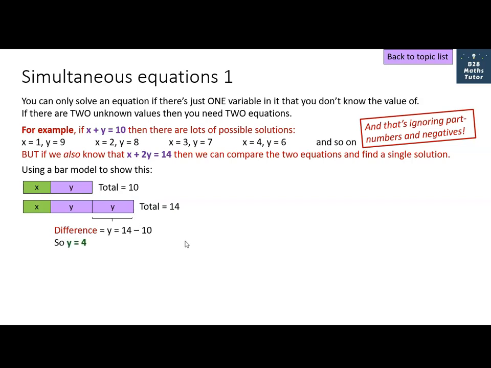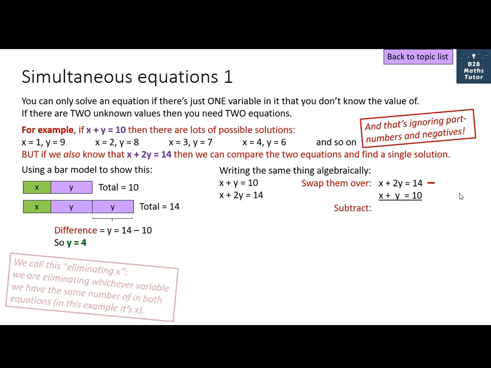So y equals 4. Now doing it algebraically, x plus y equals 10, x plus 2y equals 14, that's this and this. Let's just swap them over so it's easier to do the subtraction. You don't have to, it just makes it a little bit easier to see what's happening. So we'll put the x plus 2y at the top and the x plus y underneath. Now if we take away that whole second equation from the first one, notice I put the minus sign at the right hand end, because if you put it here, it can look as if you've got negative x plus y, which is not what we've got.